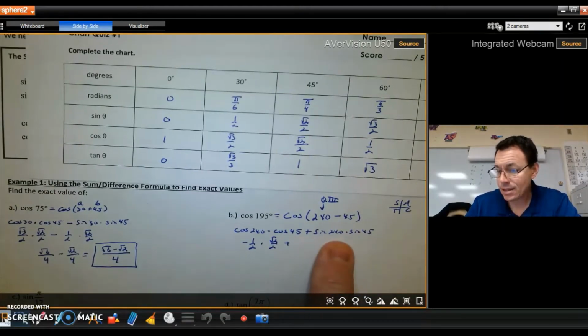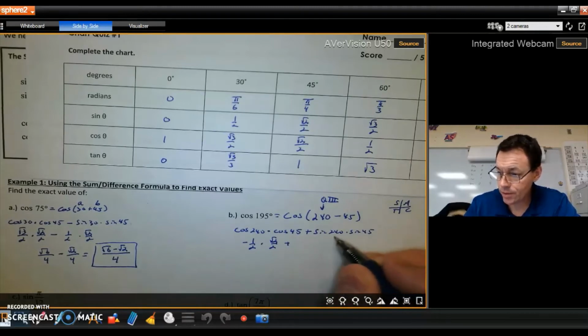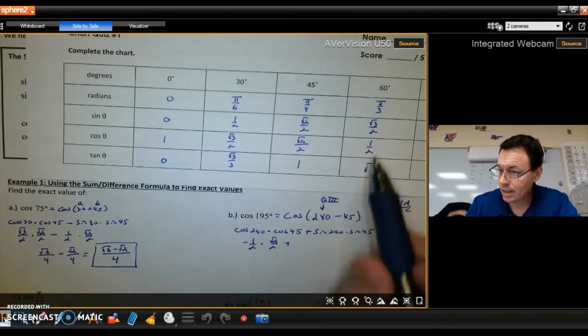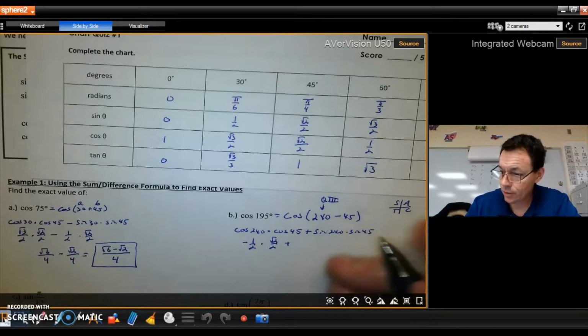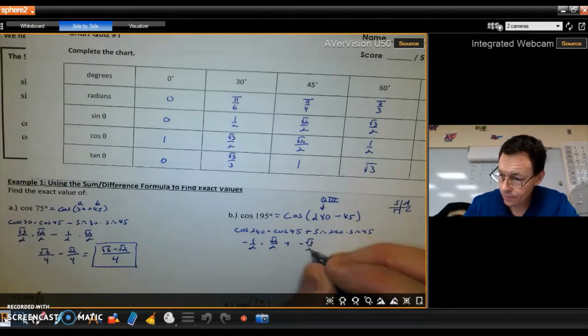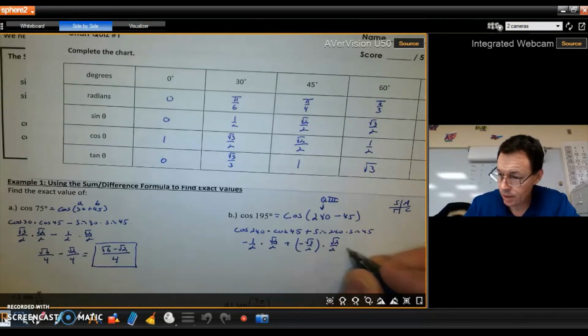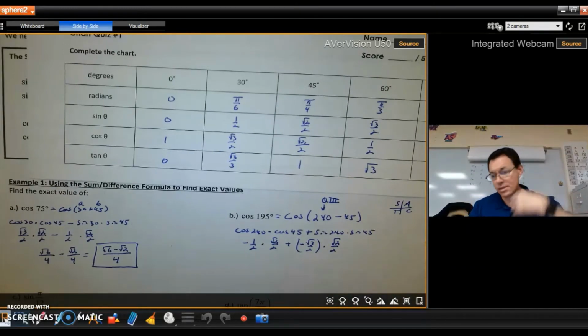Plus the sine of 240. Again, 240 is in quadrant 3. The sine of it would be negative radical 3 over 2. So don't forget the rules we learned in chapter 6. All of that still applies.